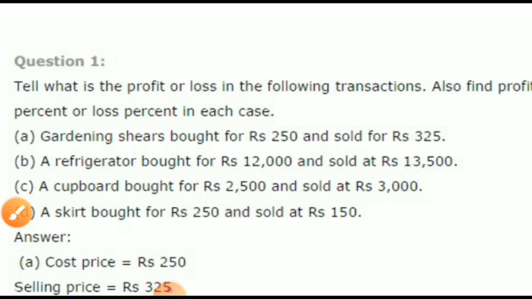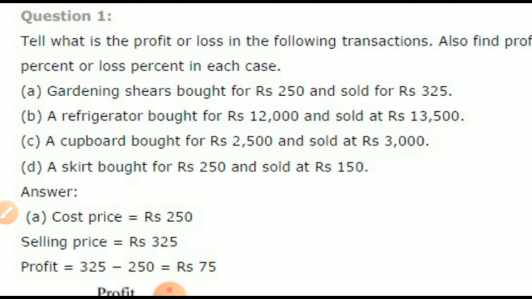Let's check this. A. Gardening shears bought for rupees 250 and sold for rupees 325. Sold means SP and bought means CP. SP is more than CP, so there should be a profit. Cost price is 250, selling price is 325, and profit is equal to SP minus CP. Bigger number minus smaller number gives you 75.